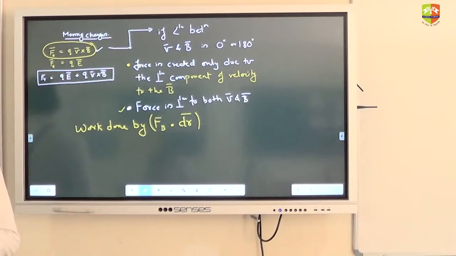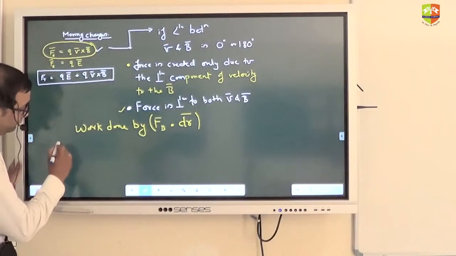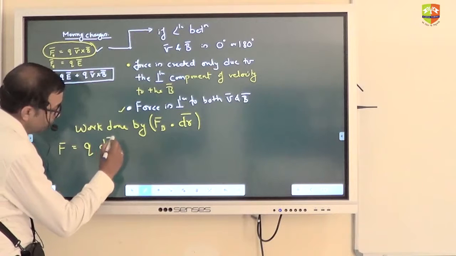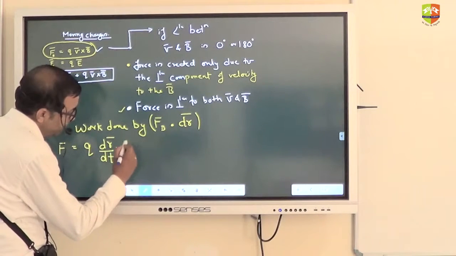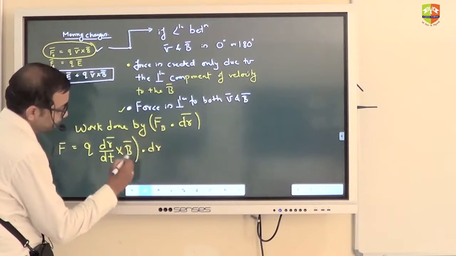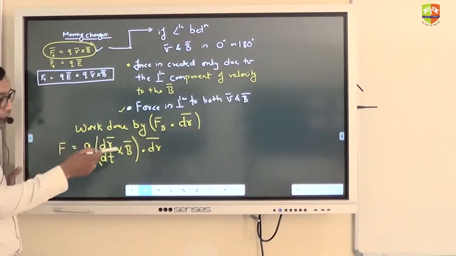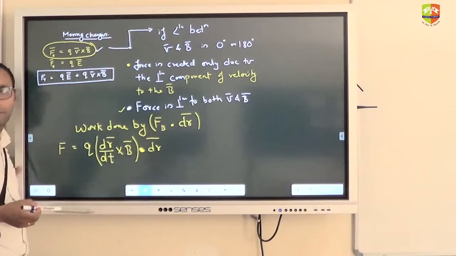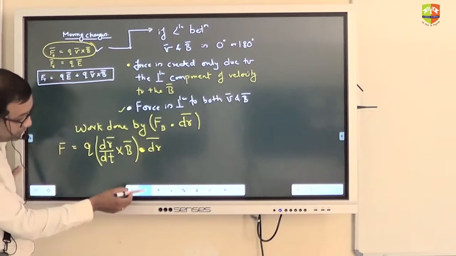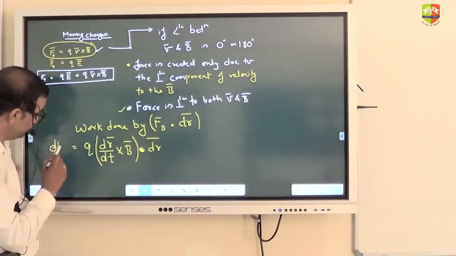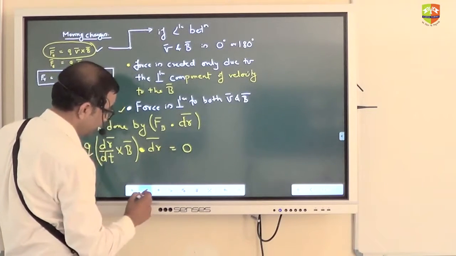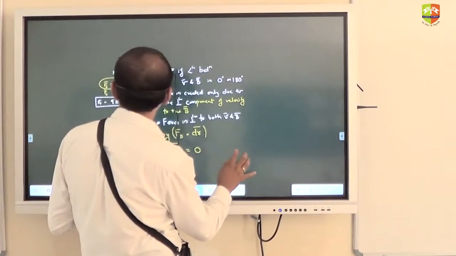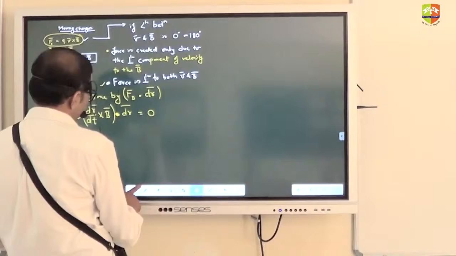Sir, how does dot product distribute over the cross product? It's a box product. Dot across the box. See, velocity is dr by dt. So the force which you write is q into dr by dt cross B, that dot product with dr. dr cross B will be perpendicular to dr or not? Yes. That you are taking dot product. This is zero. This is the work done by the magnetic field. This is zero. Okay. So we have found out the work done by the magnetic field is zero if there is a movement of dr.